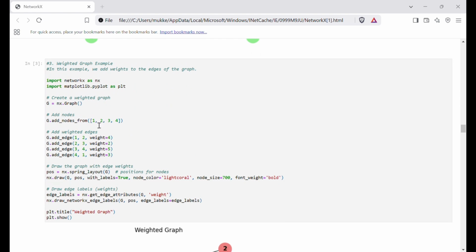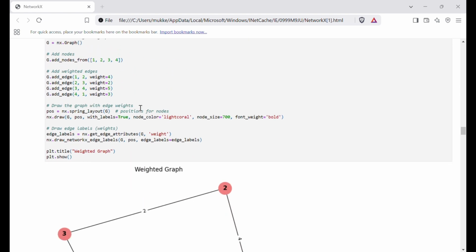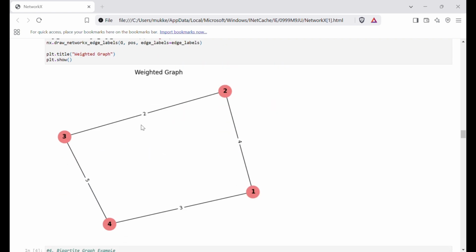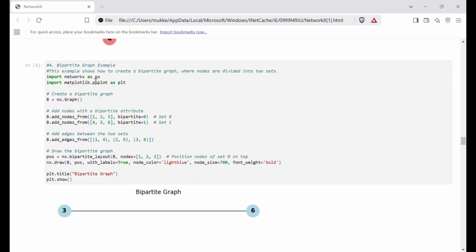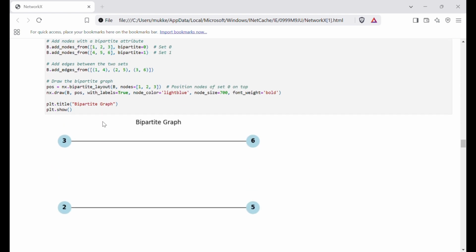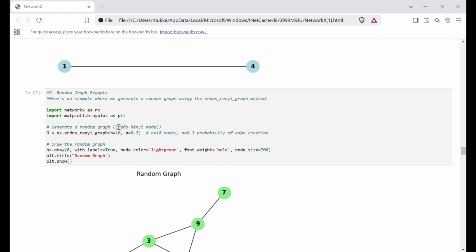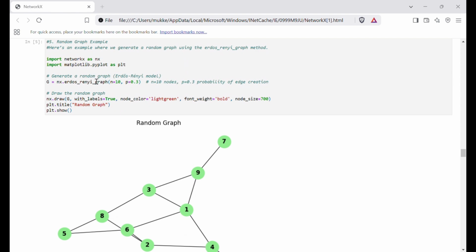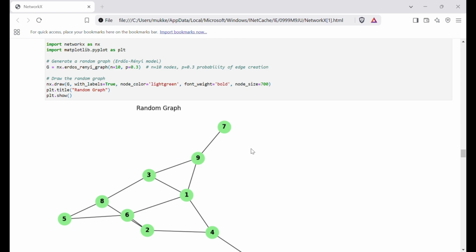And in weighted graphs, we are giving the edges a weight, which means the length of those edges. And bipartite means the nodes are divided into two sets, and using those two sets we are adding the nodes and connecting them with edges. In a random graph, there is a syntax called the Erdős–Rényi model. We can generate it and add edges with a probability.